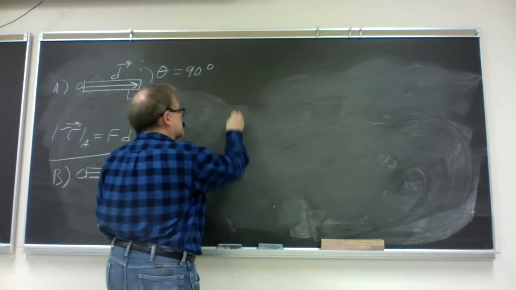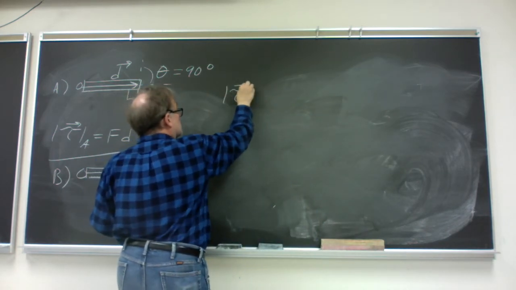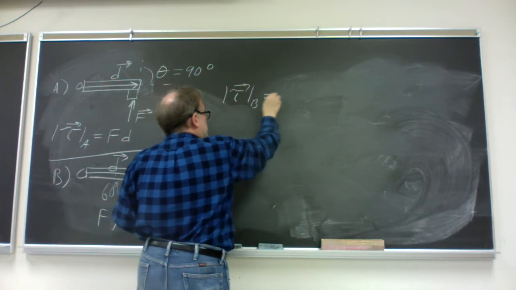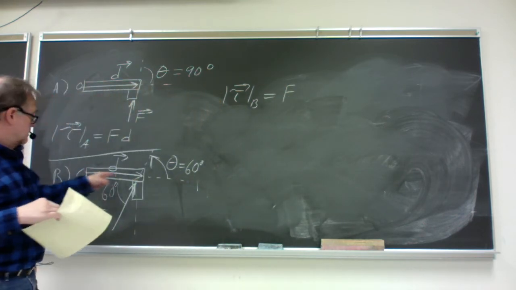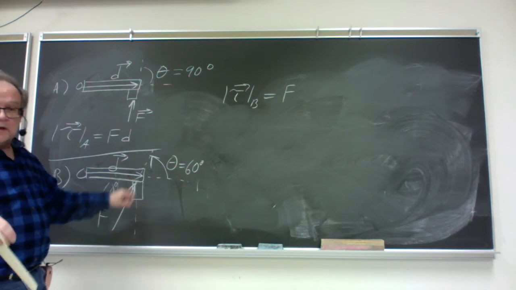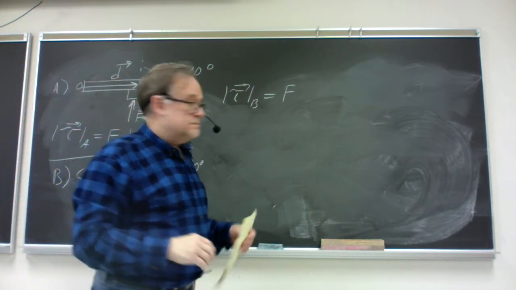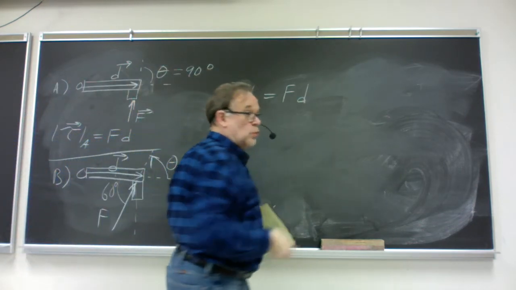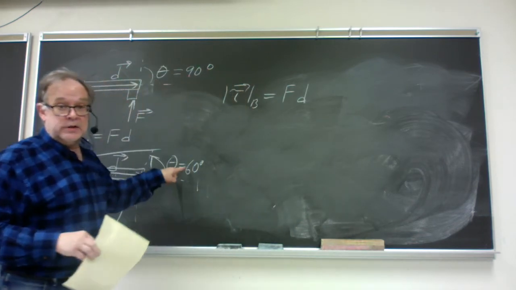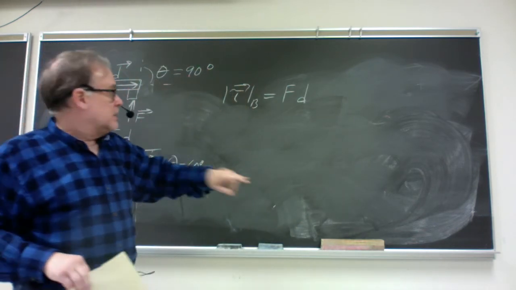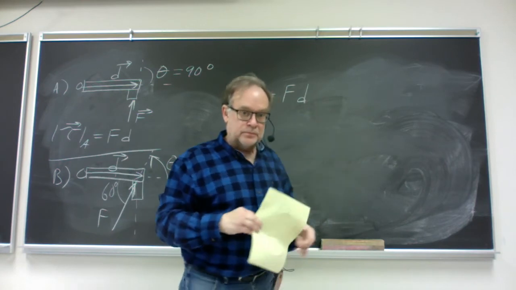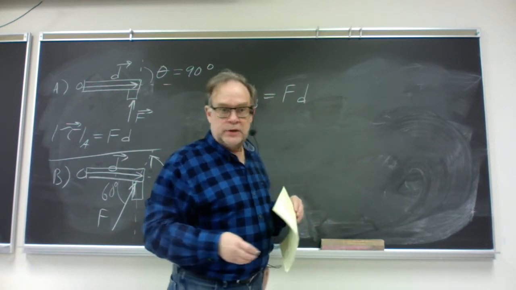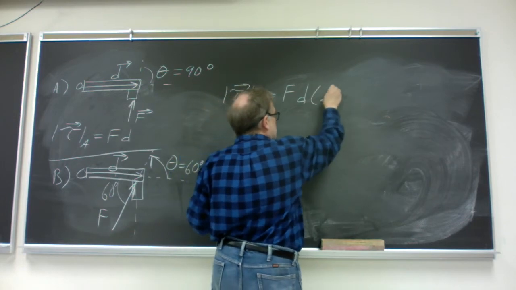So in this case, the magnitude of the torque is the same force as before, the same magnitude for the displacement vector as before. The one difference is now that the angle is 60 degrees instead of 90. So the last factor here is sine of 60 degrees. Your calculator will tell you that that is about 0.87.